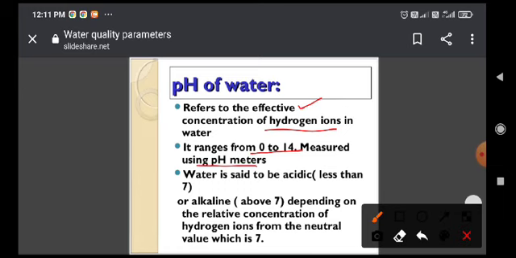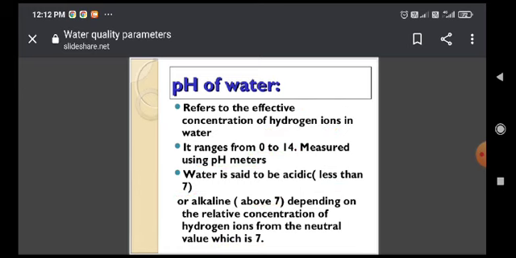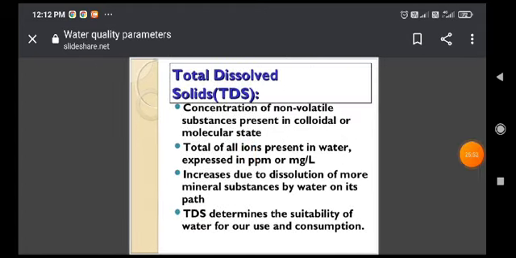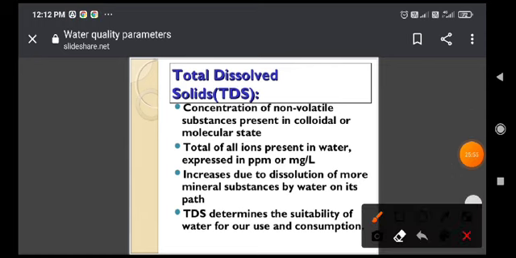Water is said to be acidic when it has a pH less than 7. When it is neutral, it is 7, and alkaline is above 7. Acidic water we do not use, so neutral water we have to use for different types of purposes. Thereafter there is the TDS.